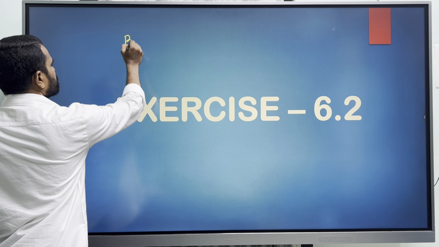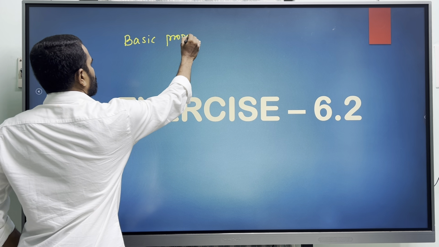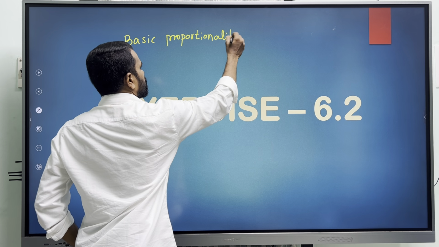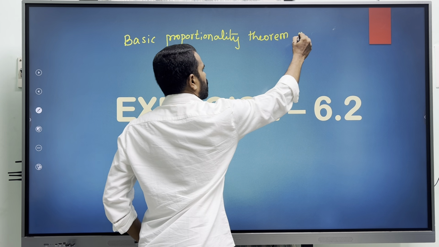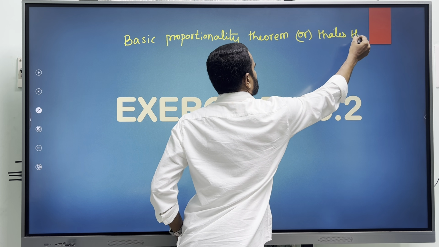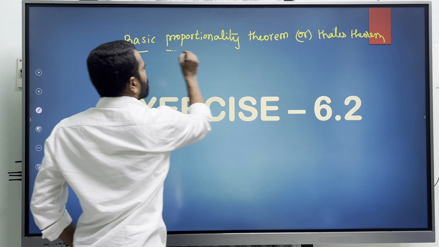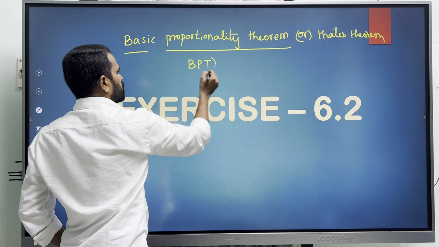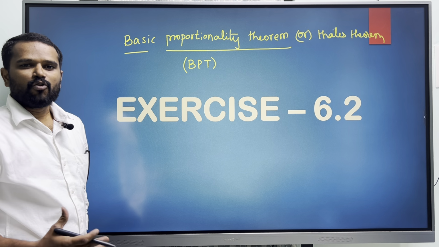We will be doing this based on the basic proportionality theorem, or it is also called as what? Thales theorem. So shortly, basic proportionality theorem, we write this as BPT. Okay. So this theorem, how to apply this theorem?